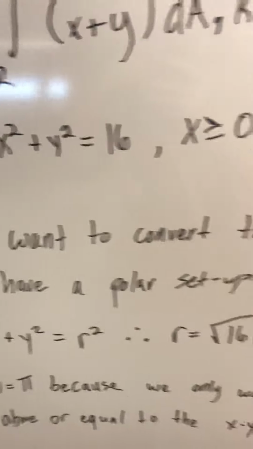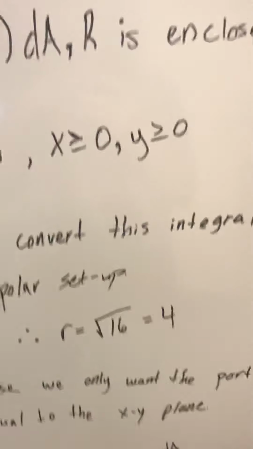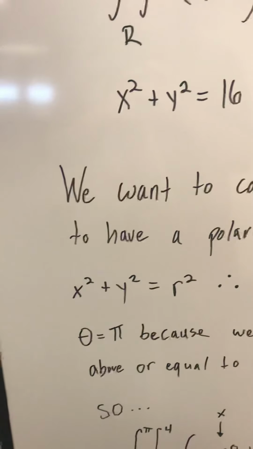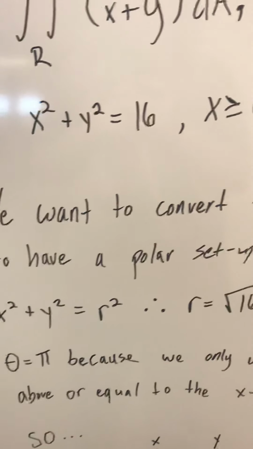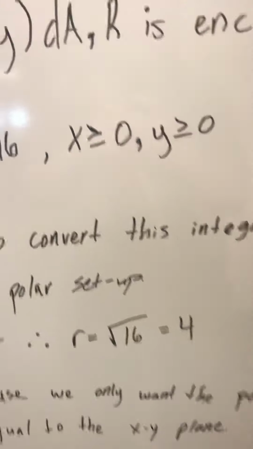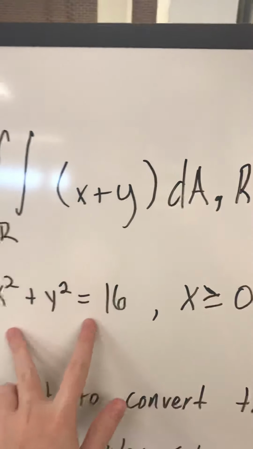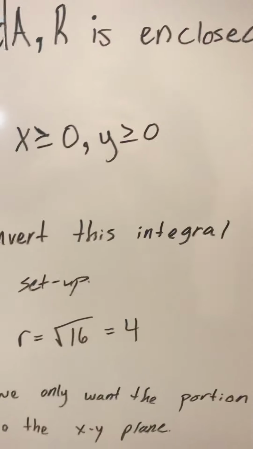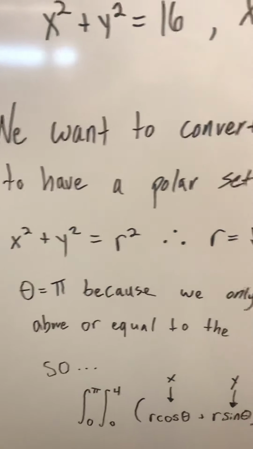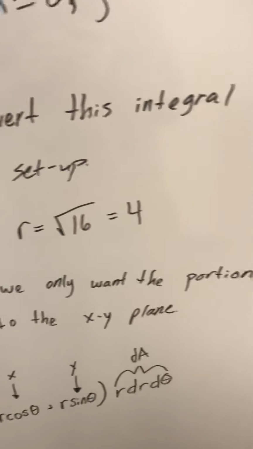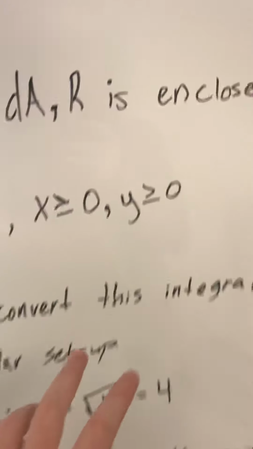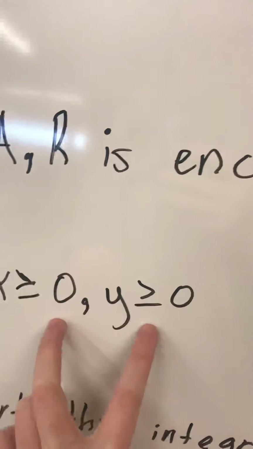So first we want to convert this integral to have a polar setup using x squared plus y squared equals r squared, which means that r is going to equal the square root of 16 from this up here, which equals 4. And our theta will be pi because we only want the portion above or equal to the xy plane from these two things right here.